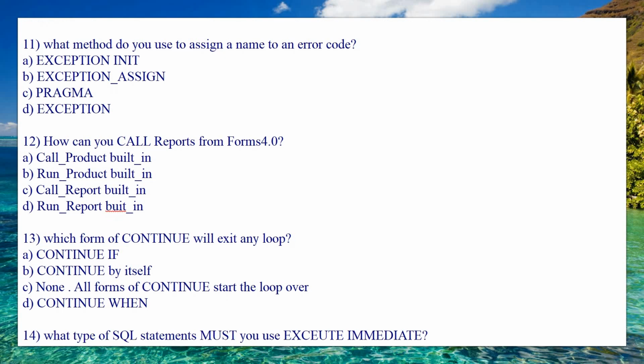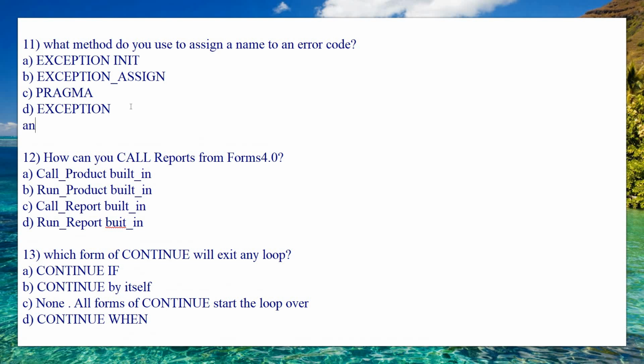The next thing is 11th question. What method do you use to assign a name to an error code? Exception init, exception_assign, pragma and exception. So if you want to assign, init is nothing but it is used to initialize. So you can say to assign a name to an error code. Error code is exception. If you want to assign, we use init. So again answer for the 11th question is option A, that is exception init.